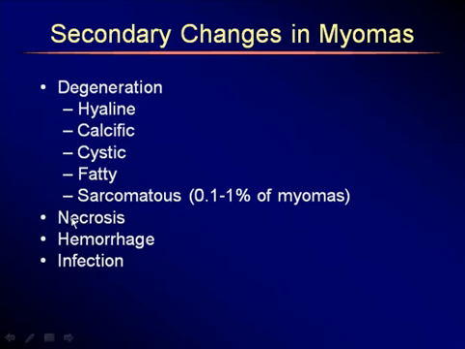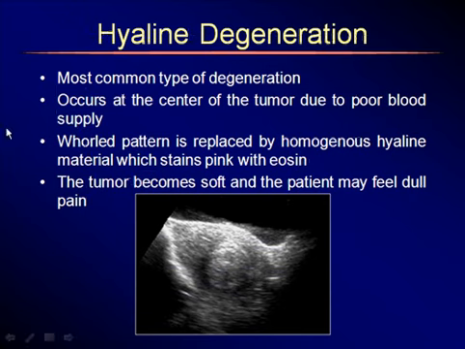They can necrose, outgrow their blood supply. They can have internal hemorrhage. They can become superinfected. So take the standard myoma and superimpose these changes. Now things start to get a little bit interesting.